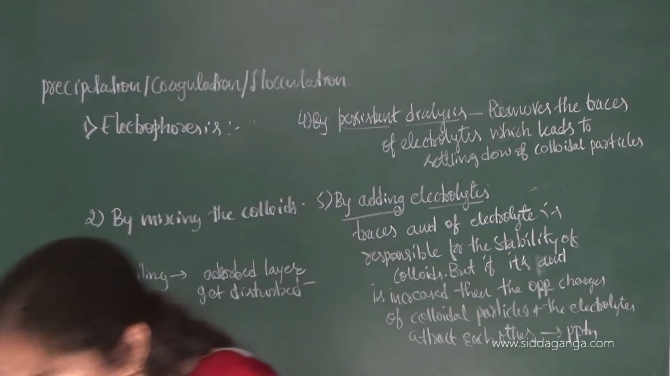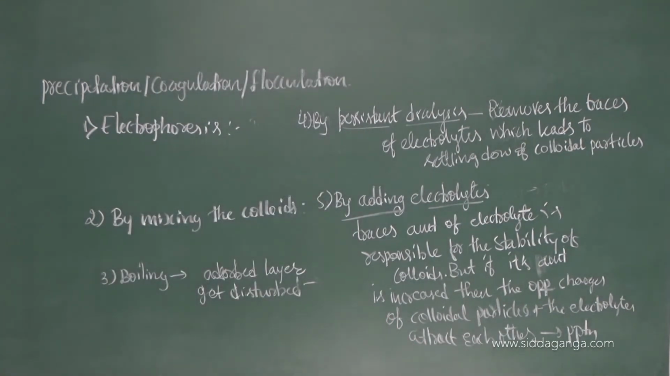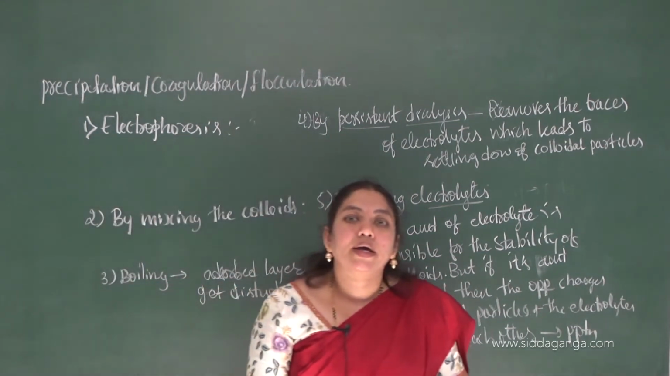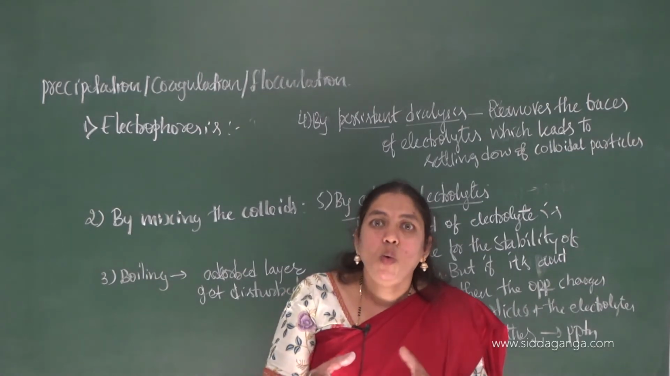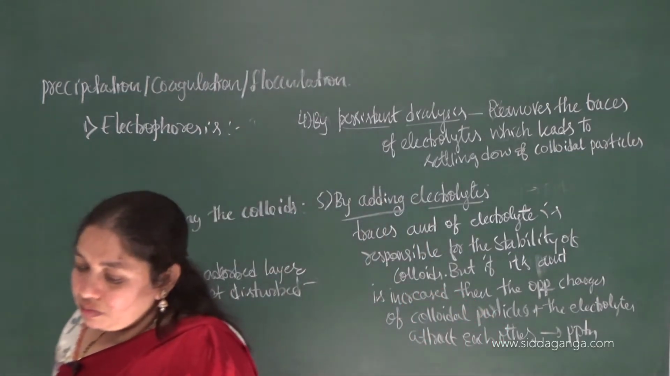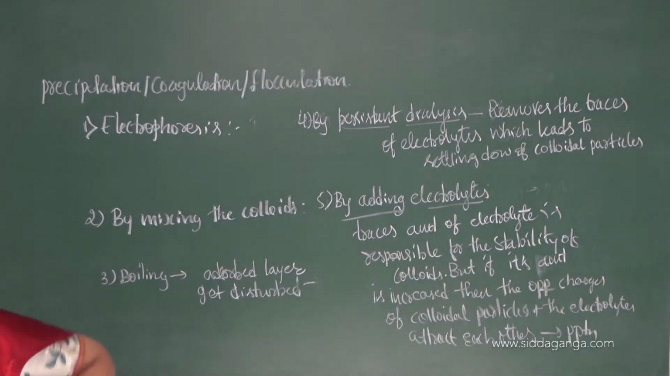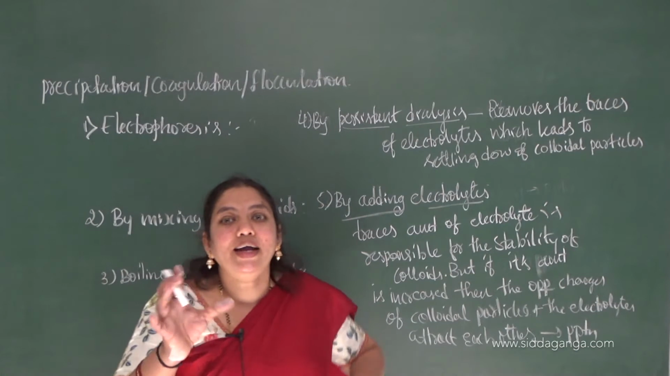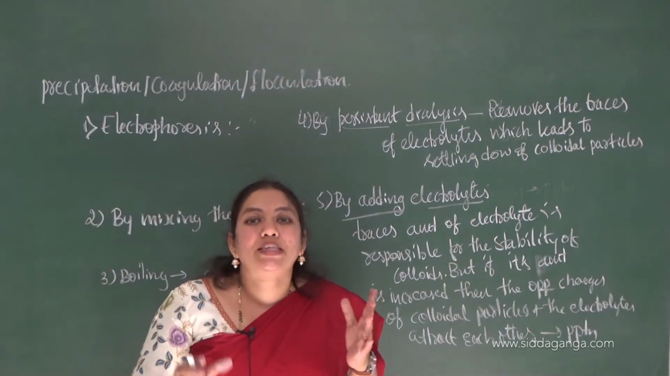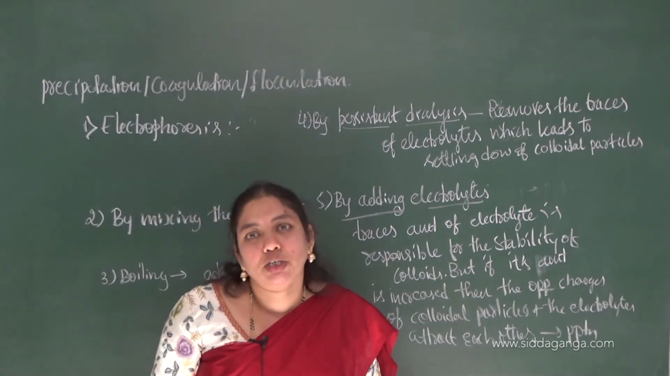So if the electrolyte is present in a small amount or in traces, that is responsible for the stability of the colloidal particles. But if it is present in higher concentration or in a large amount, what happens? The ions of the colloidal particles as well as the ions of the electrolytes will attract each other and lead to precipitation, or you can say flocculation, right?